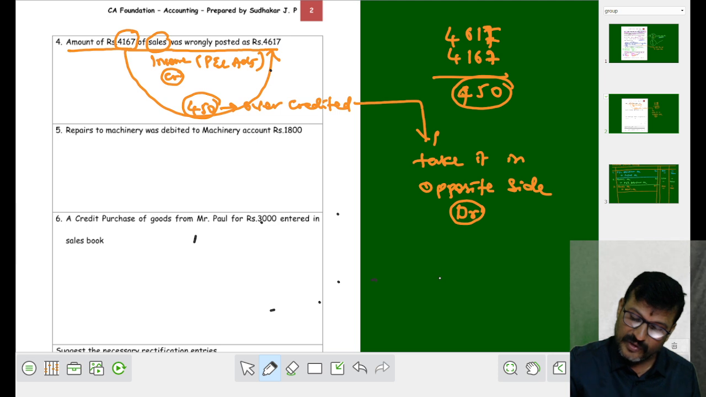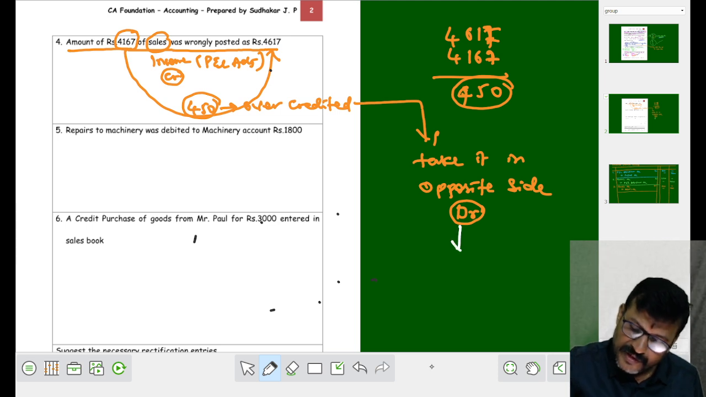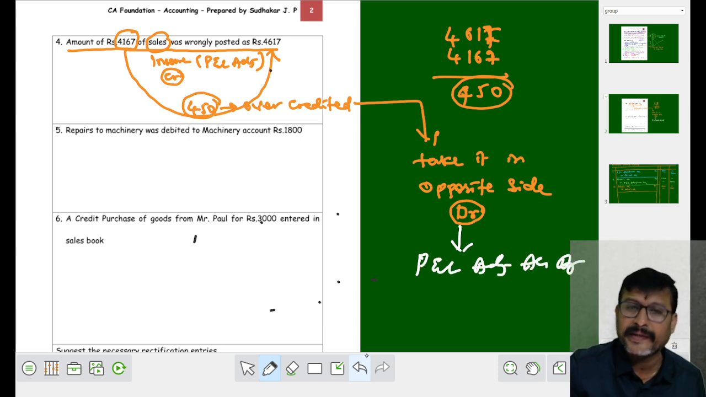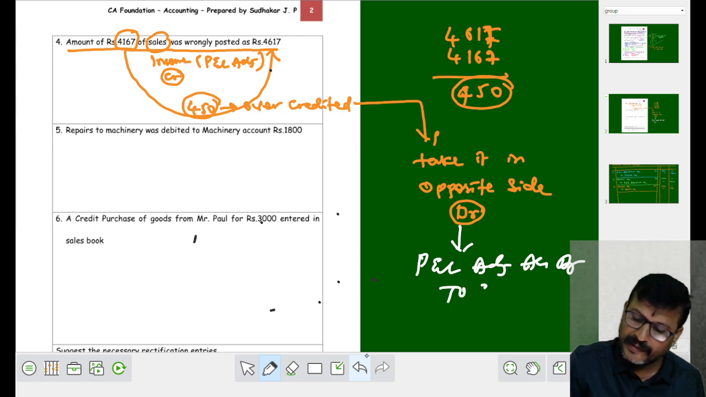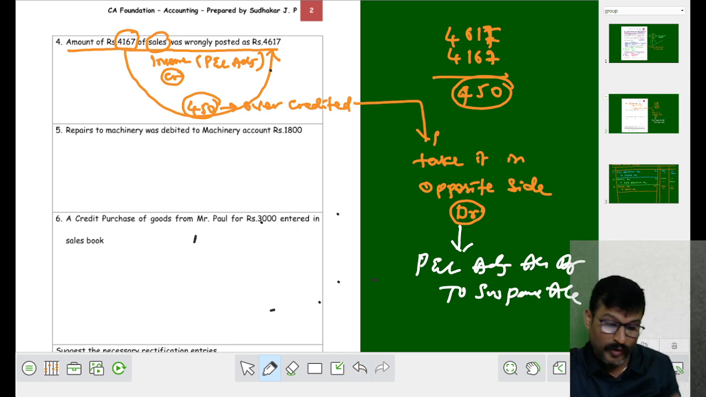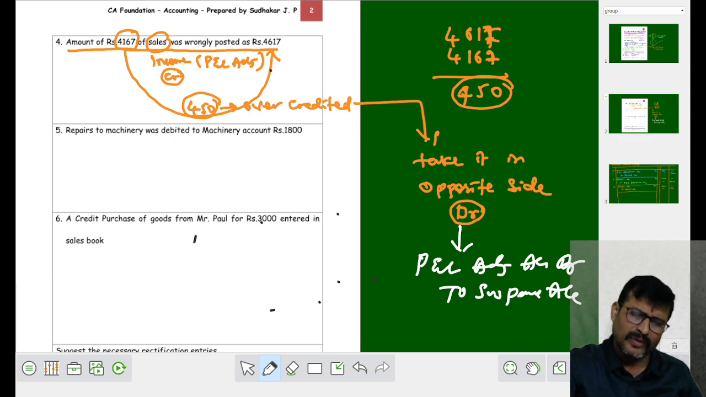Income means P and L adjustment. So now, my dear student, P and L adjustment is to be taken on the debit side, because this is an over credit. So what to write? P and L adjustment account debit. Then what is to be written on the credit side? It is none other than suspense account, because it is a one-sided error. I hope you got it right.